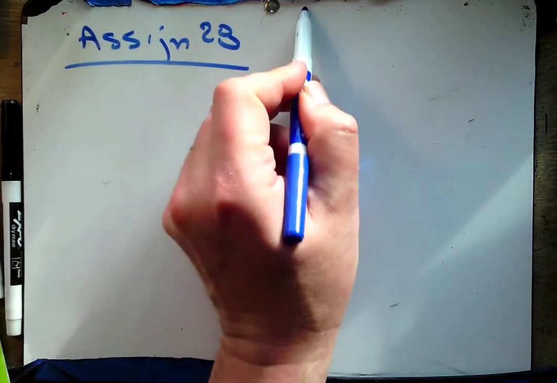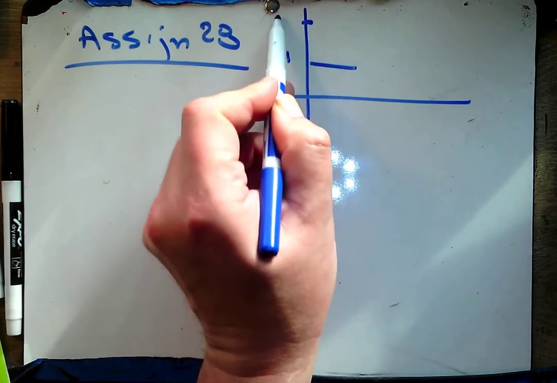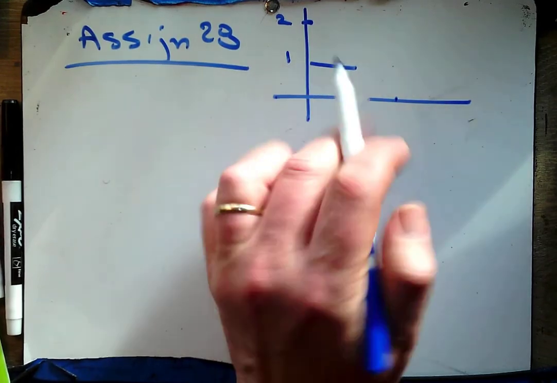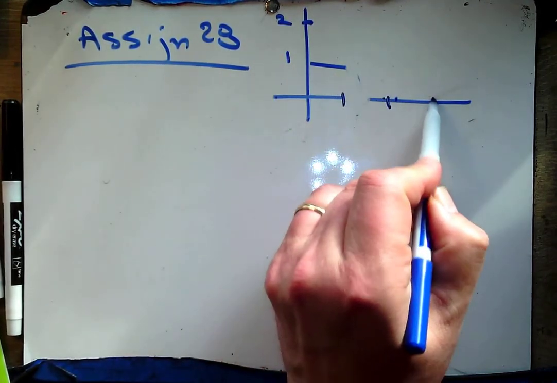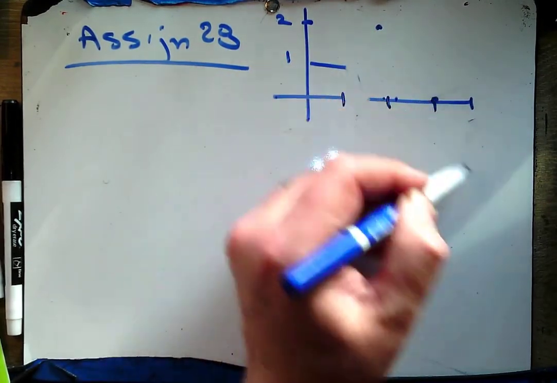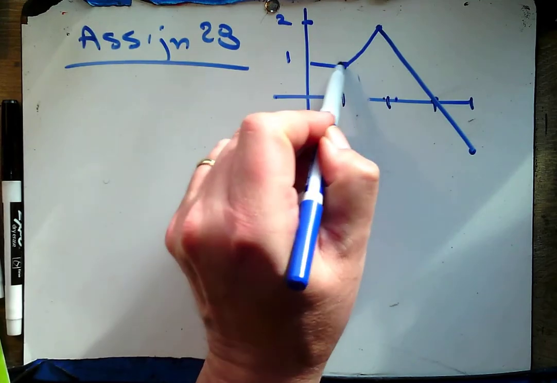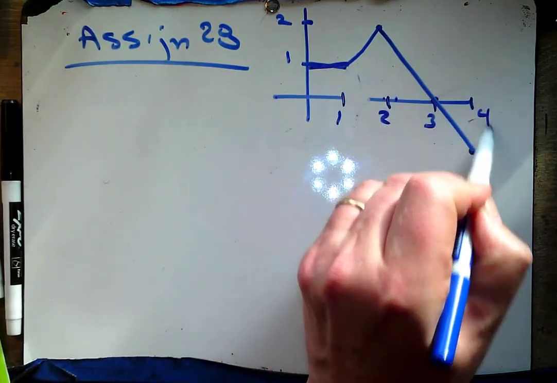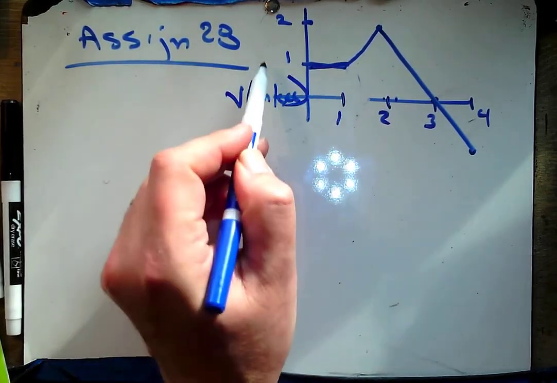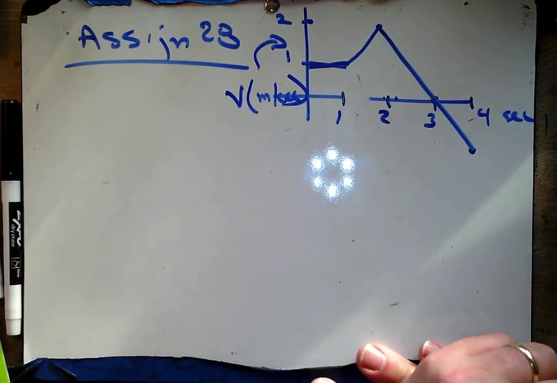Okay, so here's a graph of velocity. This is V measured in meters per second on this axis, and these are seconds over here. Okay, so this is a velocity function.